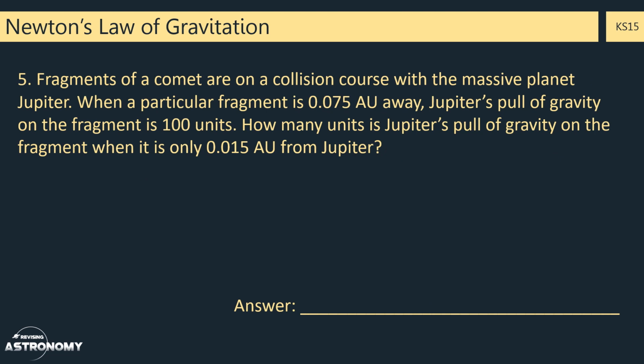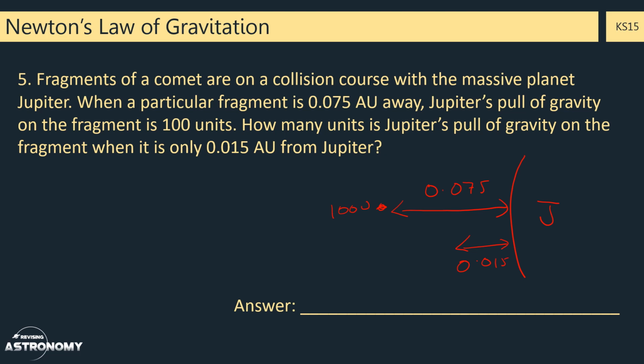Fragments of a comet are on a collision course with the massive planet Jupiter. When a particular fragment is 0.075 astronomical units away, Jupiter's pull of gravity is 100 units. How many units is Jupiter's pull of gravity on the fragment when it is only 0.015 astronomical units away?